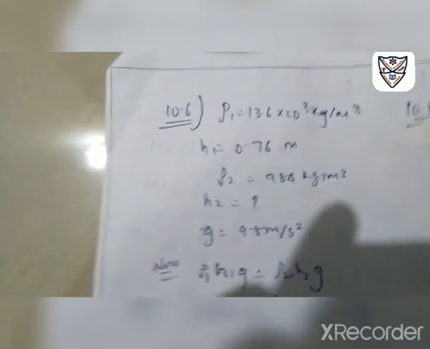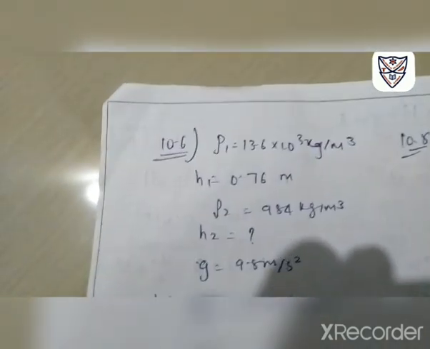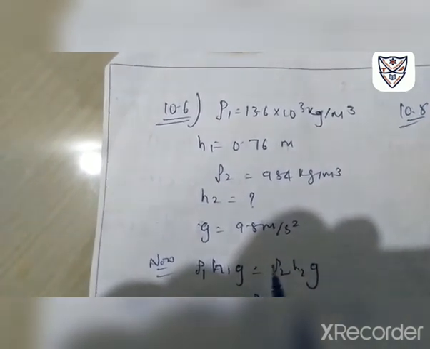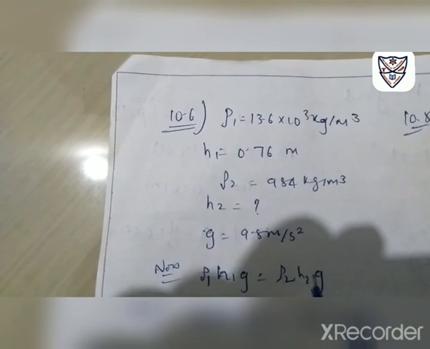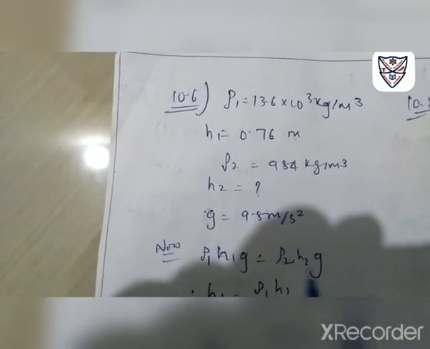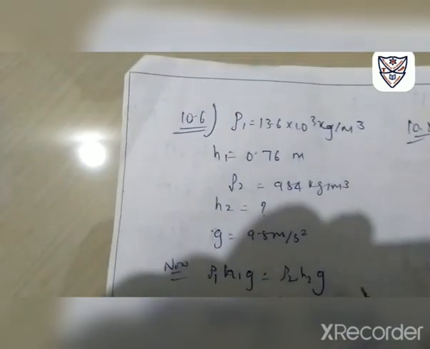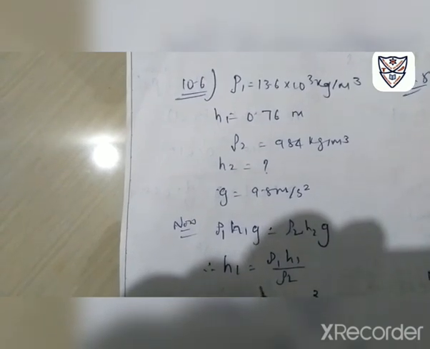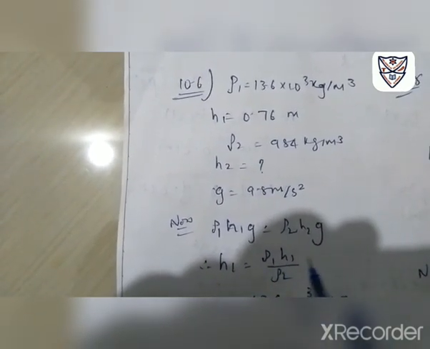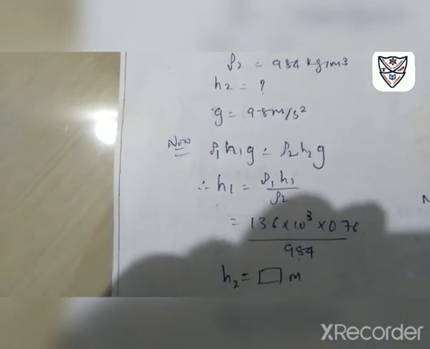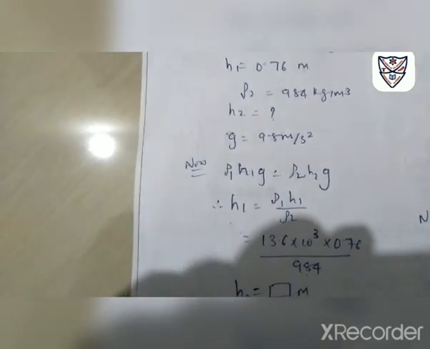So here you know the condition that for equilibrium both will be the same. So I will write rho 1 h1 g1 is equal to rho 2 h2 g2. G1 and G2 will be the same value because g is constant throughout. So H2 will be rho 1 H1 upon rho 2, G is cancelled out. Place the values and find the answer for H2. Okay, it's very simple.